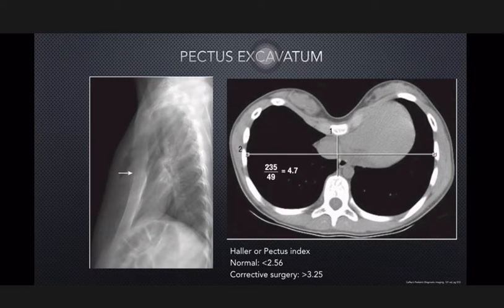The Haller or pectus index is used to assess and describe the chest shape on CT of the thorax. It is normal if it is less than 2.56 and corrective surgery is needed if it exceeds 3.25. And the Haller index for this patient is 4.7.